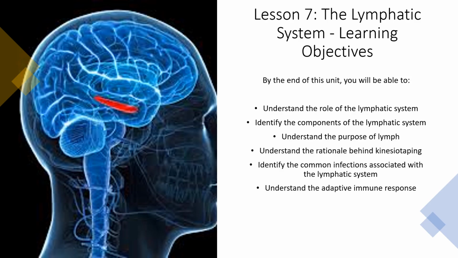So the learning objectives for this lesson are as follows. You'll be able to understand the role of the lymphatic system, identify the components of the lymphatic system, understand the purpose of lymph, understand the rationale behind kinesiotaping, identify the common infections associated with the lymphatic system, and understand the adaptive immune response.